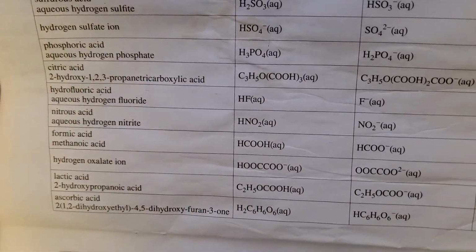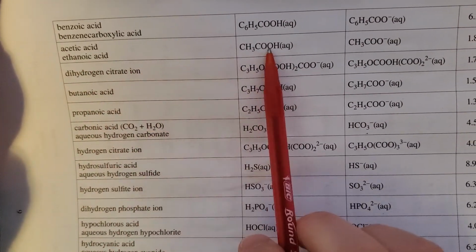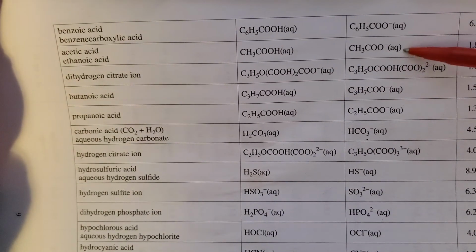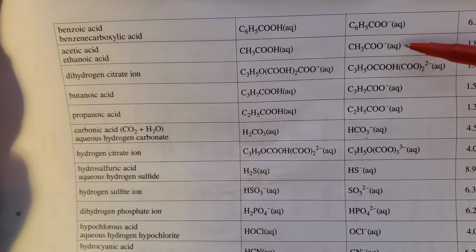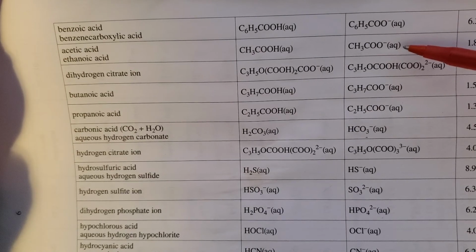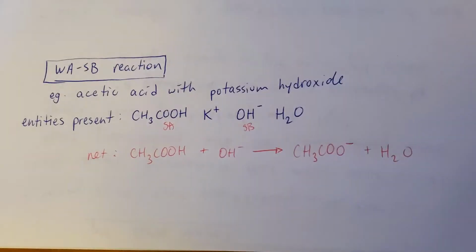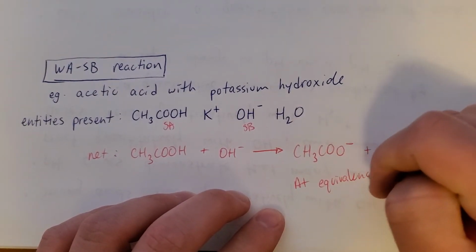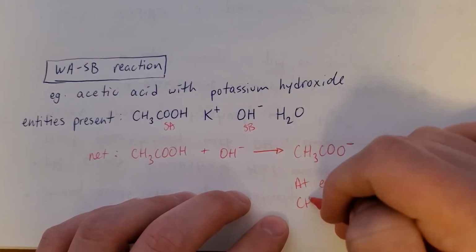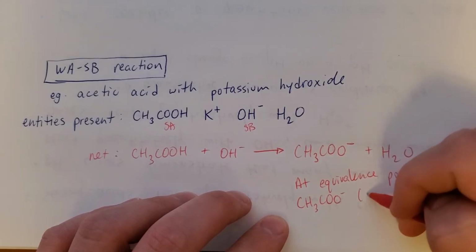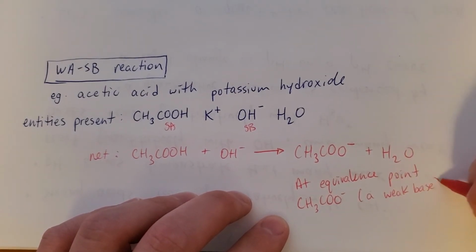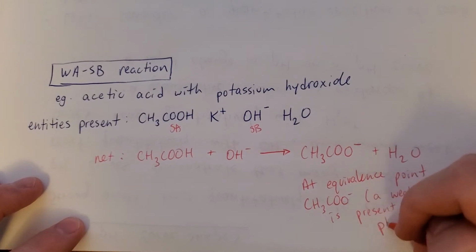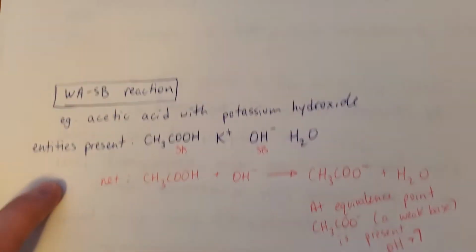Looking, here's acetic acid. Its conjugate base is basic. We could do the Kb thing if you want, but this is not amphiprotic. It doesn't behave as an acid at all. So we know that it's basic. So at the equivalence point, we've got this ion kicking around. That's going to be a pH of greater than 7. It's pretty easy to remember.